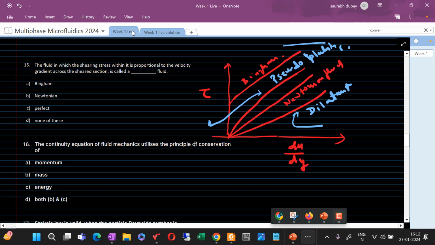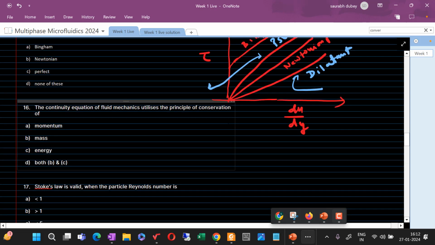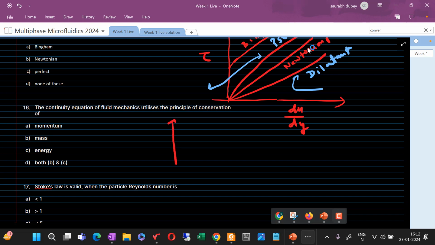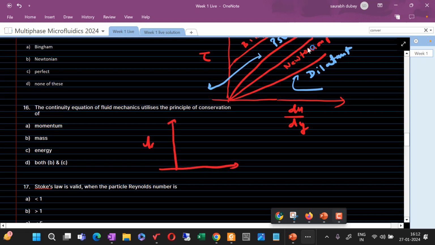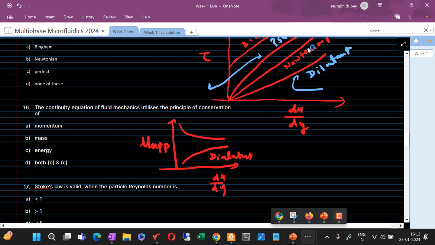Okay, so I will see it, and you may raise this in the community on the Swayam portal. But this should be connected with the mu apparent, with the shear rate. If it will be there, then for the pseudoplastic and for the dilatant, this is the scenario that will be there, but this will be with the shear rate.